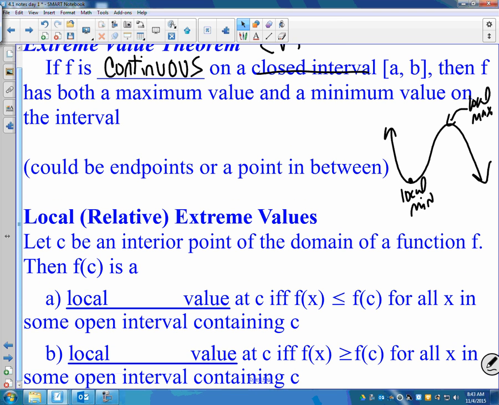And so it says, let C be an interior point of the domain of the function. At C, if f of C is bigger than all the f of x values, that would be a local max value. And notice it says, for all x in some open interval containing C. Or I'm just going to put a high point on your graph. High point slash turning point.